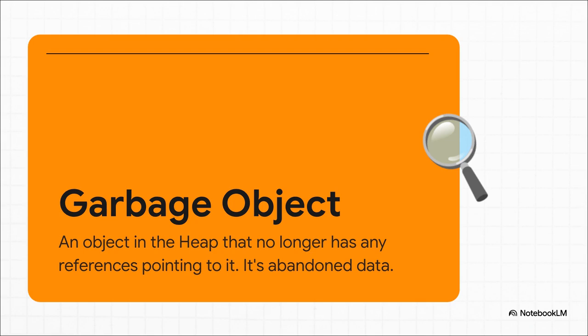So this leads to a really important question. What happens to our calculator object? It's still sitting over there in the heap, but when the program ends, even the main frame is gone. Now, absolutely nothing in our program is pointing to it anymore. It's become an orphan, just abandoned data. And programmers have a great name for this. It's called a garbage object.